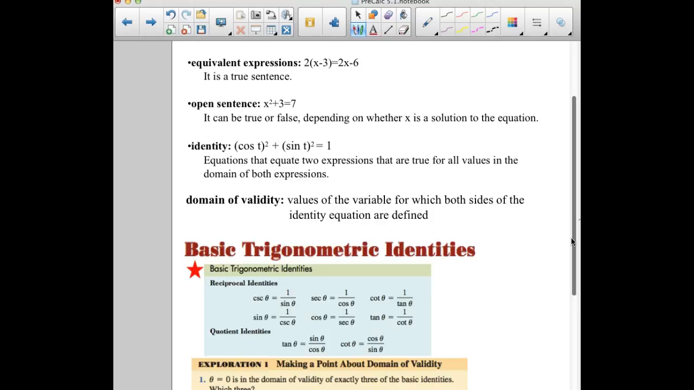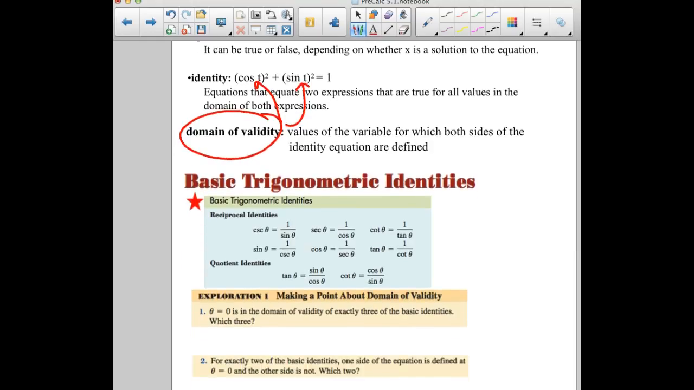So this idea of our domain of validity says values of the variable for which both sides of the identity equation are defined. That means I need to look at both sides of my identity, or both quantities, for example here. I need values for t which are defined. Okay, that's what that's meaning.